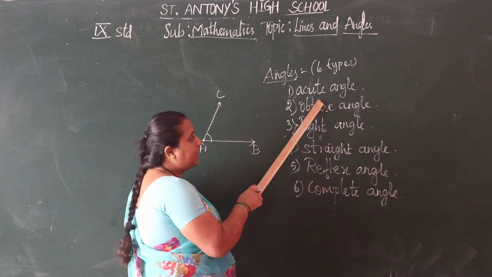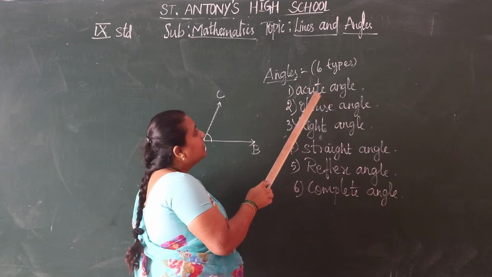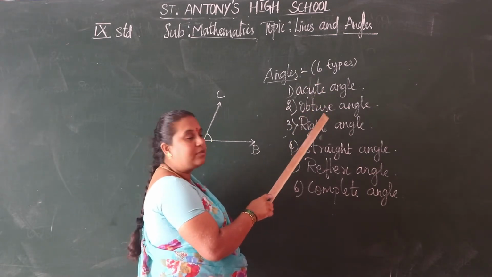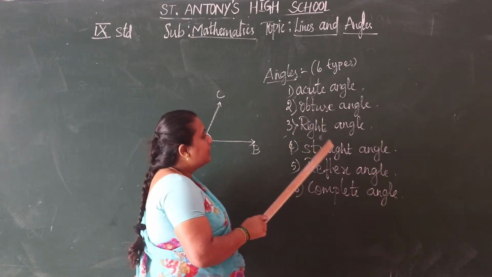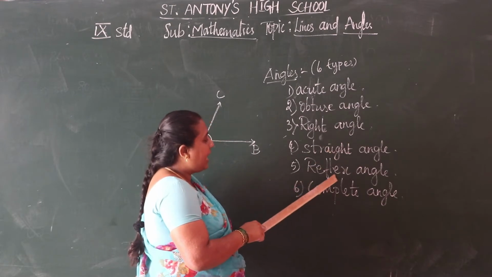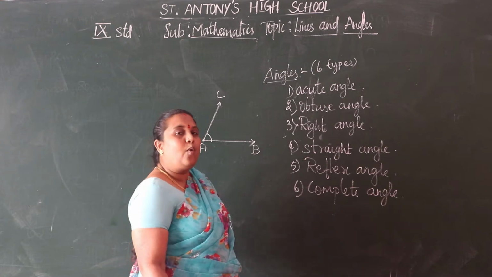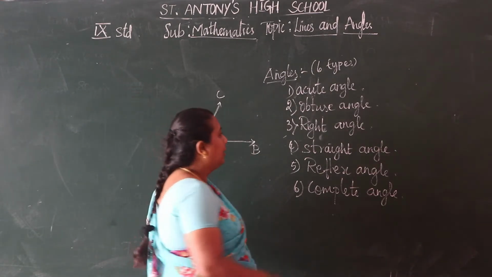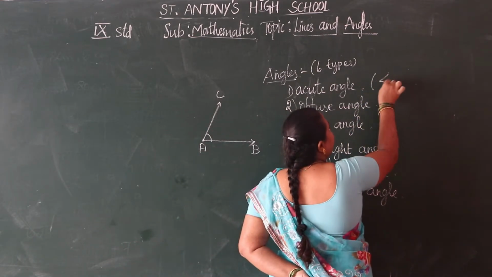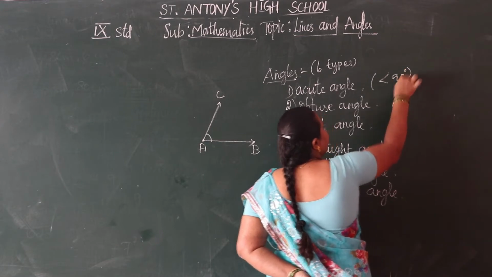What are the six types of angles? One is acute angle. Again, say with me: acute angle, obtuse angle, right angle, straight angle, reflex angle, and complete angle. So what is meant by an acute angle? It is an angle which is less than 90 degrees.